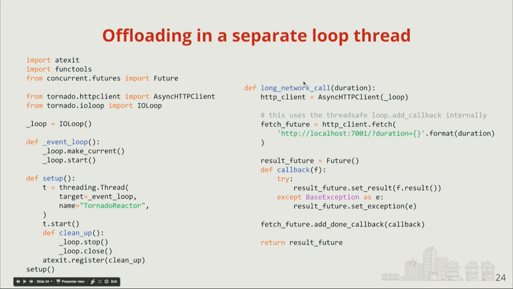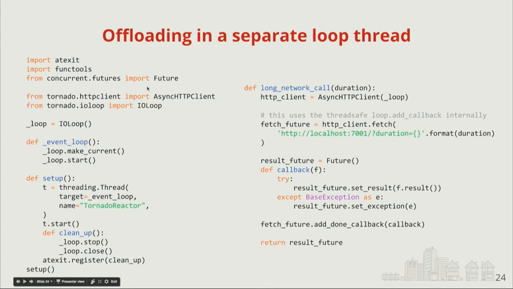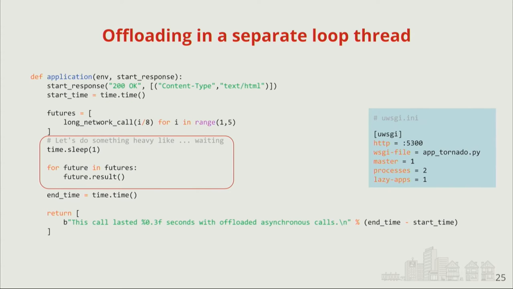The long network call becomes a bit more complicated because we need to pass the result in a future. You might notice I'm using concurrent future and not the Tornado future. If you're familiar with Tornado, it's because we are not running things in the same thread, and so we need the thread-safe version of it.